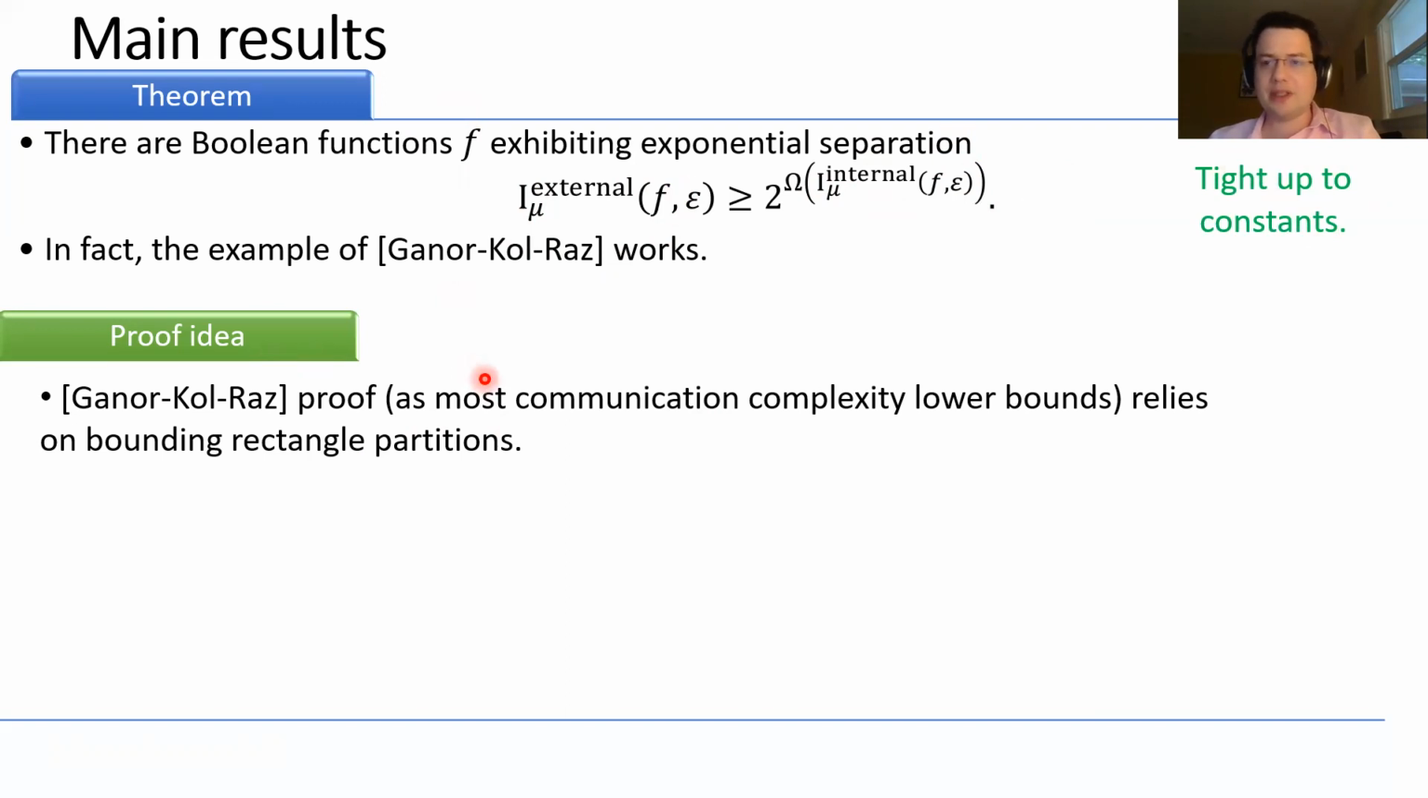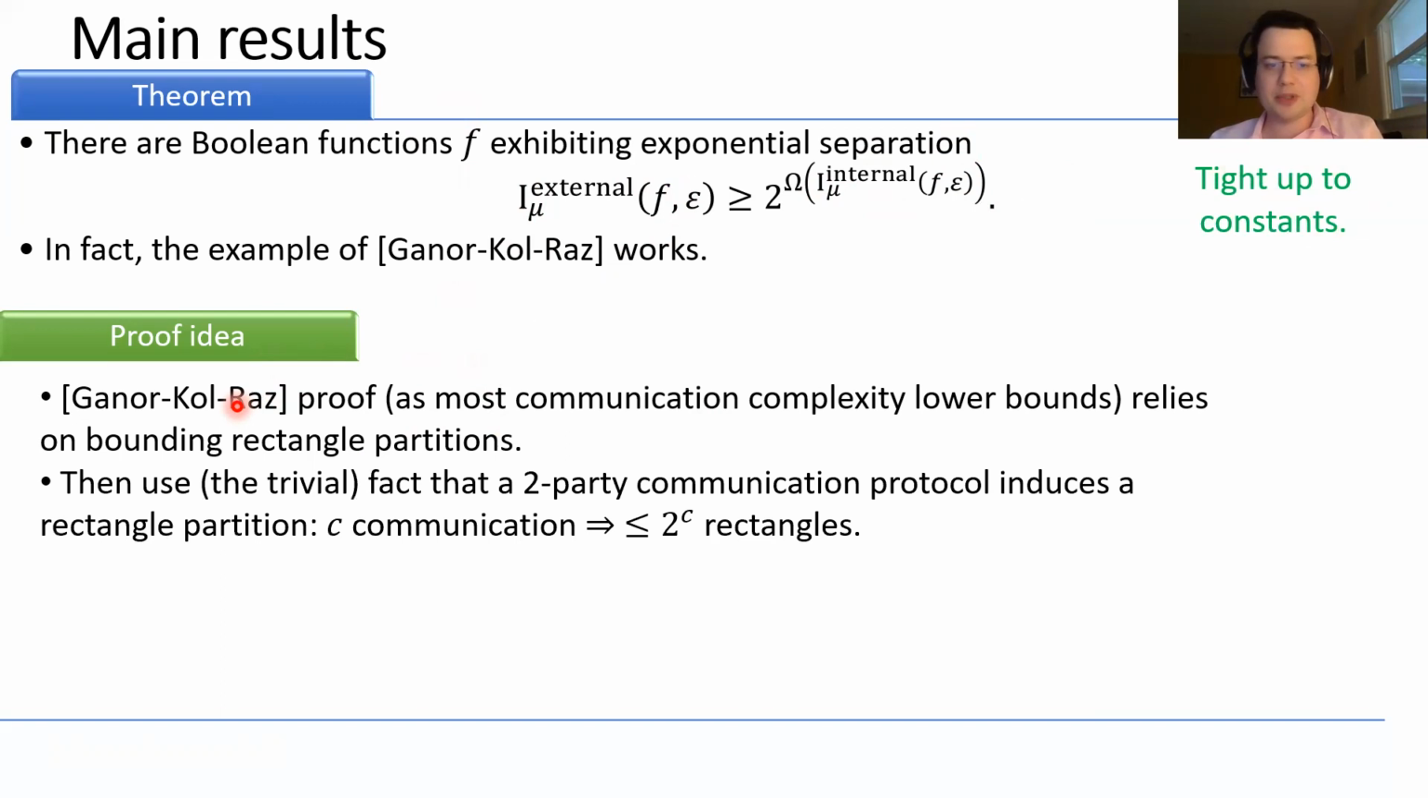So the proof idea is rectangles. The GKR proof relies on bounding rectangle partitions. So basically showing that any large rectangle with respect to some measure is roughly balanced, has roughly the same number of zeros and ones with respect to f, which immediately means that if you have a protocol with c bits of communication, it creates at most 2 to the c rectangles. So those are pretty big rectangles. If they're pretty balanced, that means that you'll have a lot of error. And I'm oversimplifying because those techniques can be pretty elaborate, but that's the basic idea.